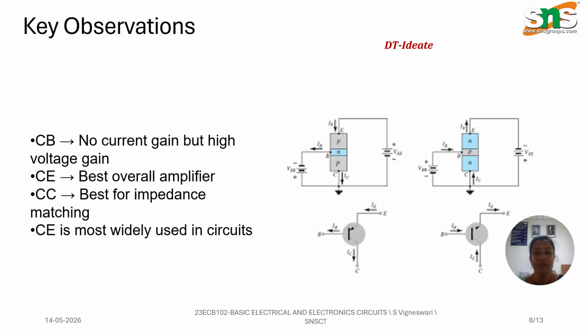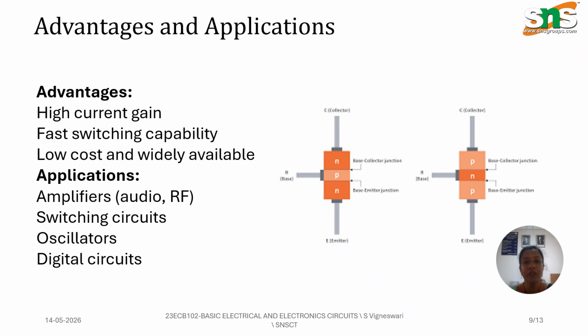The key observations we can see here: common base does not provide current amplification but provides a good voltage gain. Common emitter configuration provides both current and voltage gain, making it best for general purpose amplifiers. Common collector configuration is excellent for impedance matching. Advantages and applications: high current gain and fast switching response, mainly used in audio amplifiers, RF amplifiers, oscillators, as well as switching and digital circuits.